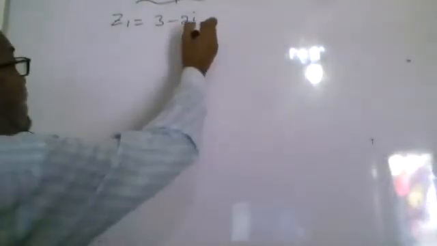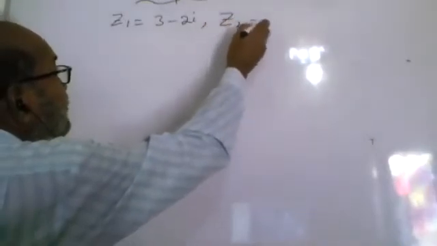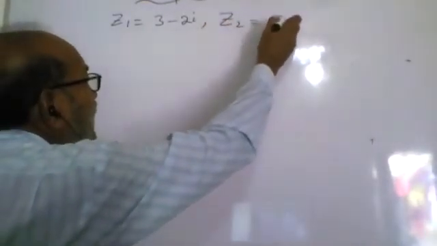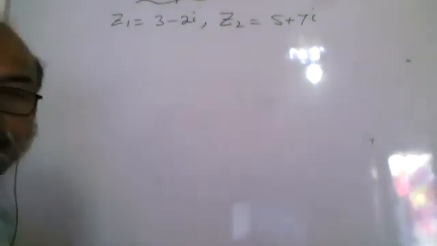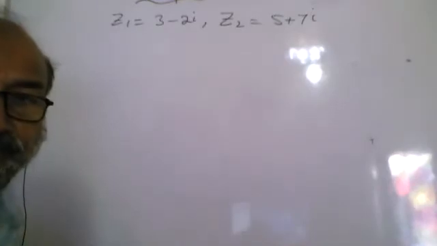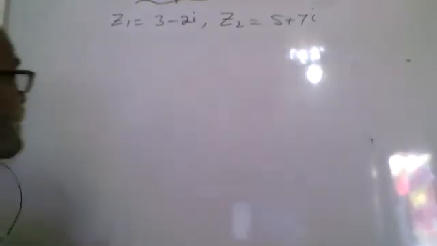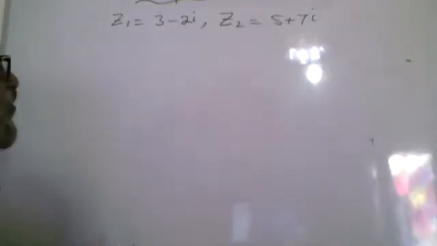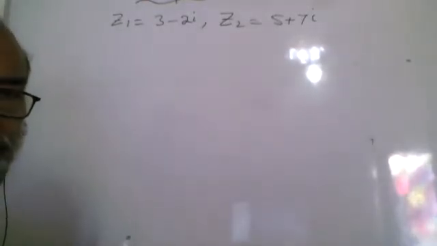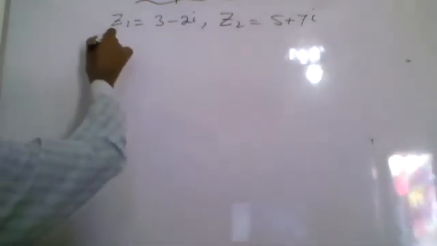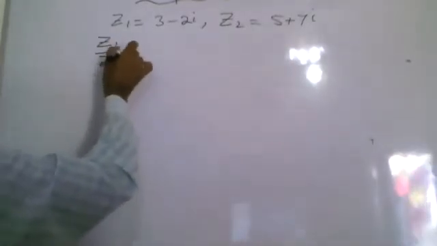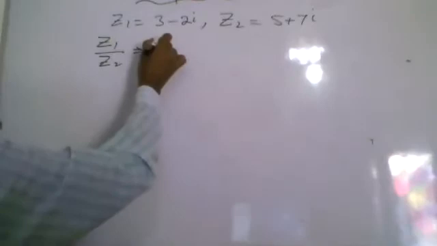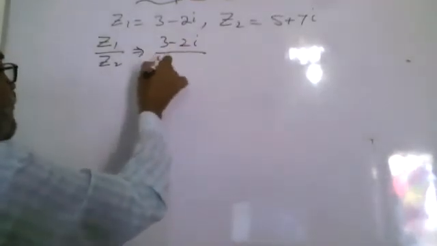Z1 is 3 minus 2 iota and Z2 is equal to 5 plus 7 iota. Z1 is 3 minus 2 iota, Z2 is 5 plus 7 iota. So find Z1 upon Z2. It will become 3 minus 2 iota upon 5 plus 7 iota.